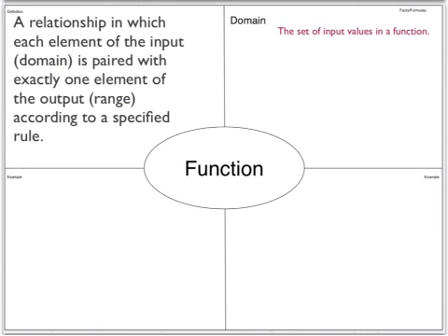So domain is just the set of input values in a function. The range is just the set of output values in a function. So the input would be the domain and the output would be the range.